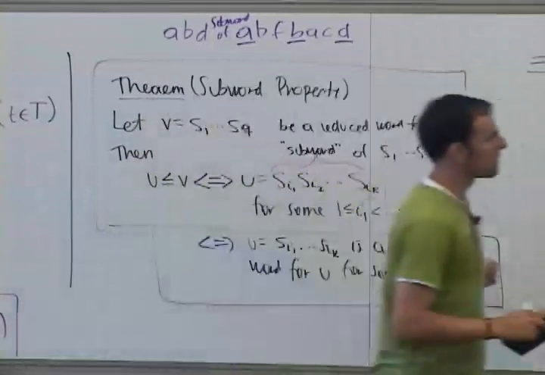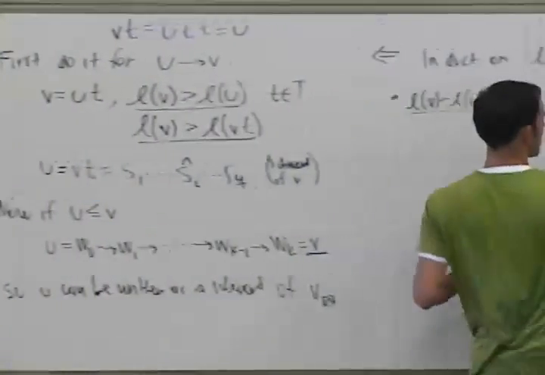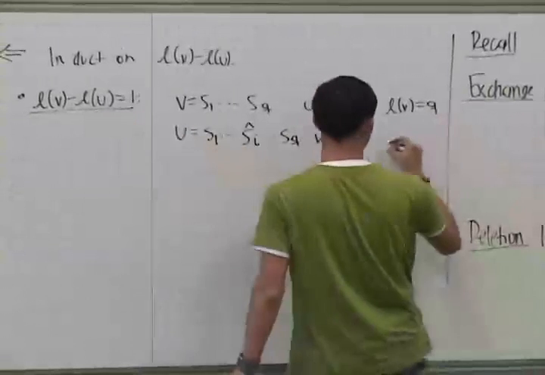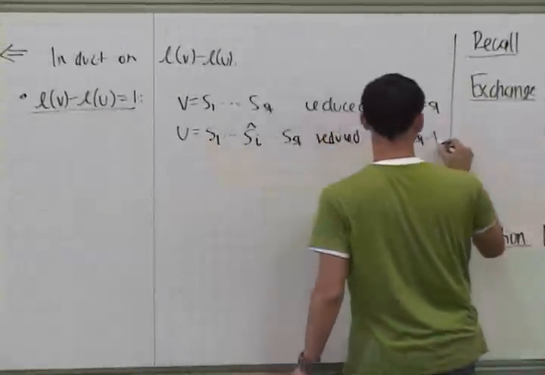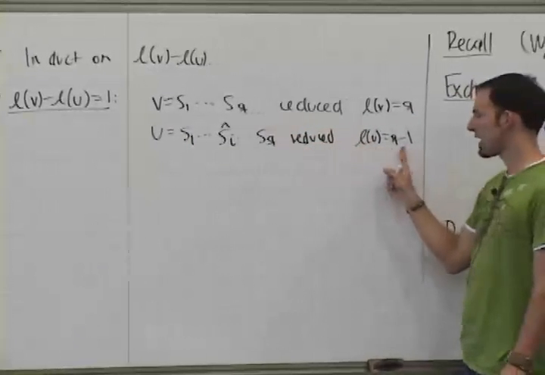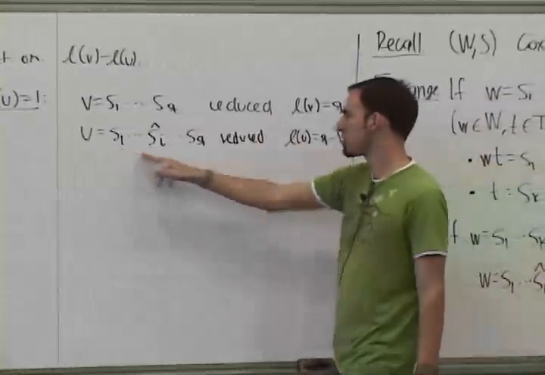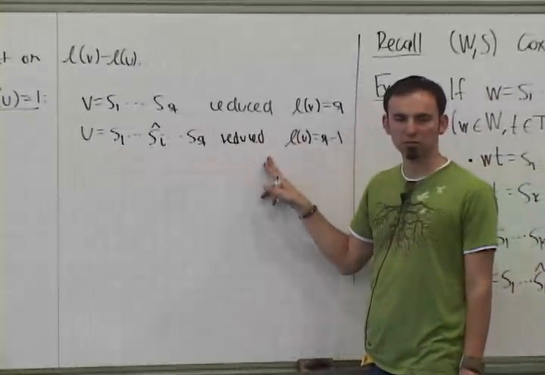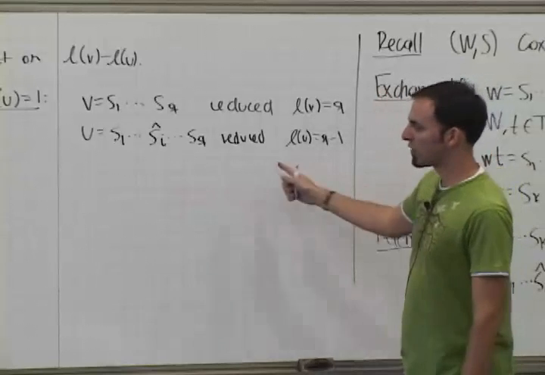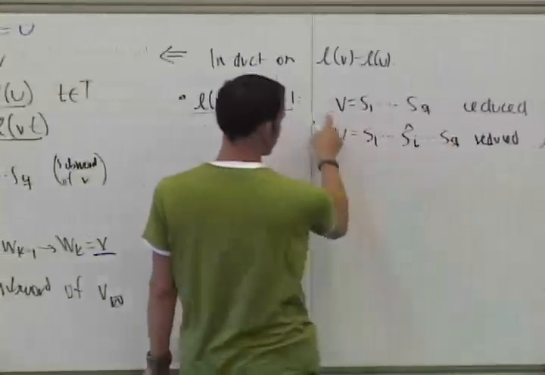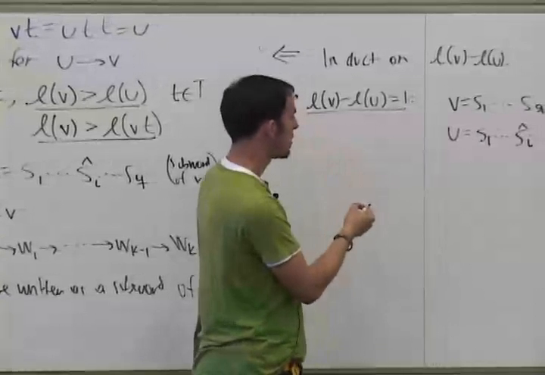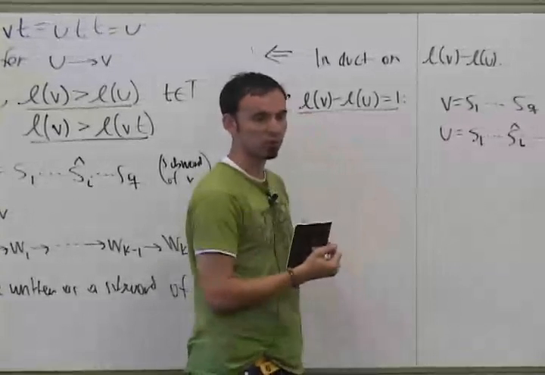Now the thing is that this guy is reduced, so the length of V is q, and the difference is 1, so the length of U is q minus 1. So if I take a subword of this one, and this guy has length q minus 1, then it must be that I'm using exactly q minus 1 letters, and it must be that this word is reduced. Okay? Now, what am I trying to prove? I'm trying to prove that U is less than or equal to V in the Bruhat order, but hopefully I can prove that actually there's an arrow between U and V.